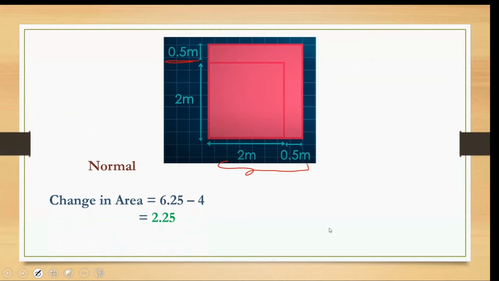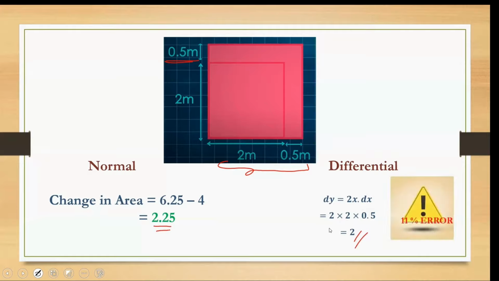Same thing we can calculate using differential calculus. Here, the value of x is 2 and the change in length is 0.5 meter. So when you substitute those values in 2x dx, you are getting the value for dy as 2. Again, in the normal method, we are getting 2.25. In differential, we are getting 2, which is an 11% error. The error is reduced.